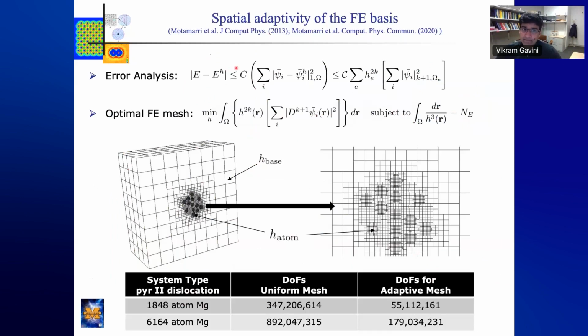The other advantage of finite element basis is spatial adaptivity. So in these works, we have constructed error estimates for the error in the ground state energy in terms of the finite element mesh size. And we don't have to treat the finite element mesh size as uniform, but it can be adaptive. So by minimizing this error metric with respect to the finite element mesh size distribution, subject to a constraint that the total number of elements be fixed, we can actually get a priori adaptive mesh refinement. And that again cuts down the degrees of freedom by another 5 to 10-fold for many systems.